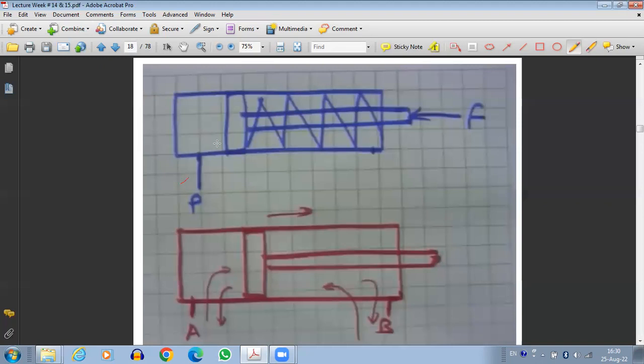So that's the difference. This can also be asked in the exam: what is the difference between a single acting and a double acting actuator or cylinder? In a single acting cylinder, the pressurized fluid can only be supplied to one side of the piston. In the case of the double acting cylinder, the pressurized fluid can be supplied to either side of the piston. So this is the difference between the single acting cylinder and the double acting cylinder.